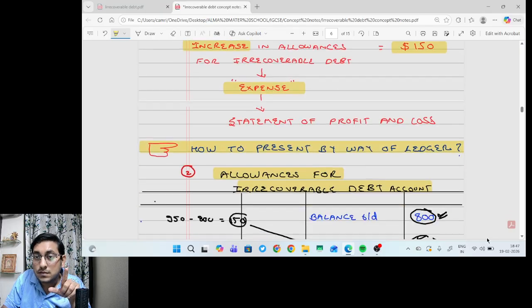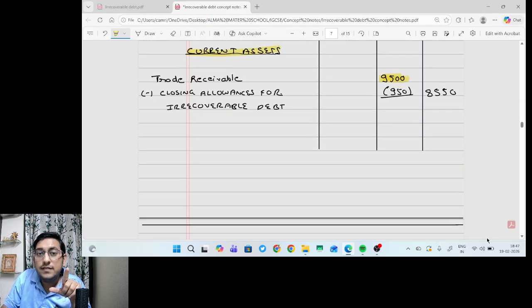Now, in the statement of financial position, I will write 9,500. Why, from this trade receivable? This is important: how to show allowances for irrecoverable debt. From trade receivable only, the closing allowance for irrecoverable debt will be reduced, and then we will show the net value.